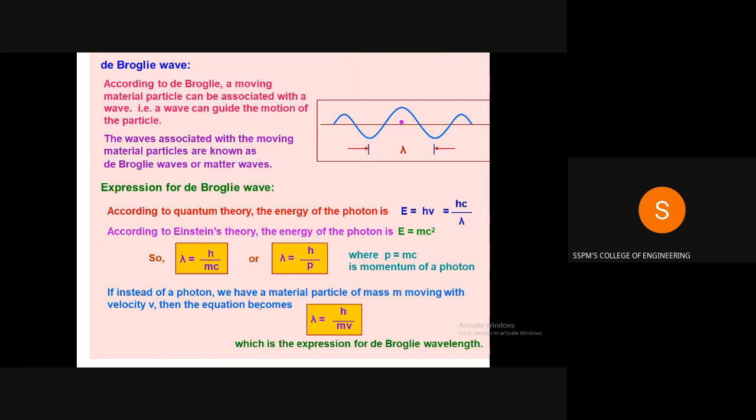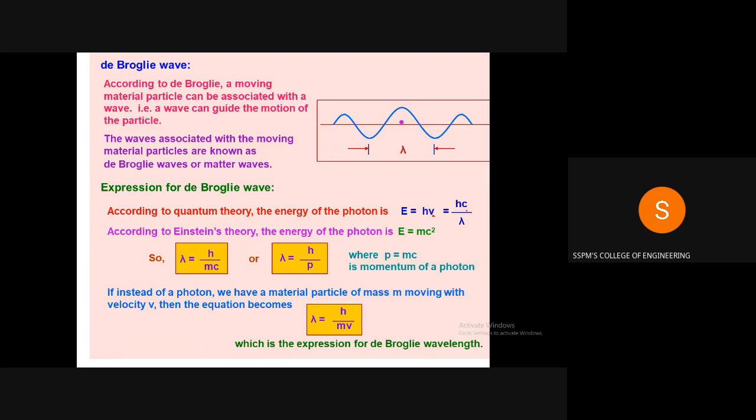Next, de Broglie. According to de Broglie, a moving material particle can be associated with a wave. That is, a wave can guide the motion of the particle. The waves associated with moving material particles are known as de Broglie waves or matter waves. Expression for the de Broglie wave: according to quantum theory, the energy of the photon is E equals h nu equals hc upon lambda. Nu is the frequency, and it can be expressed as nu equals c upon lambda. What is c?